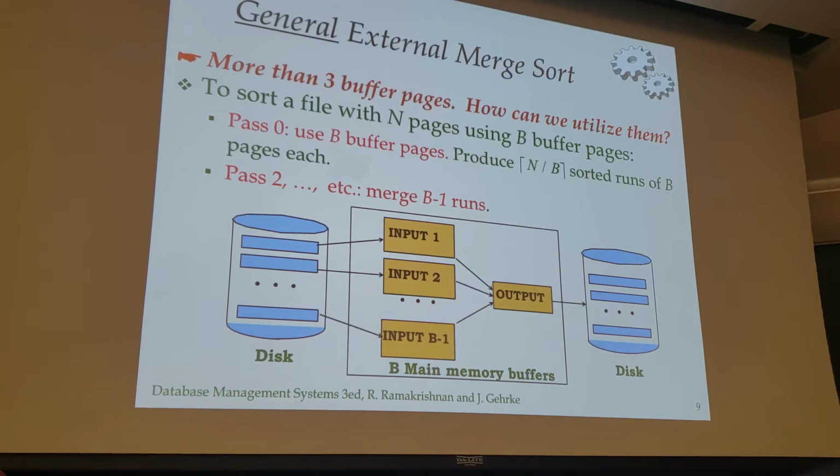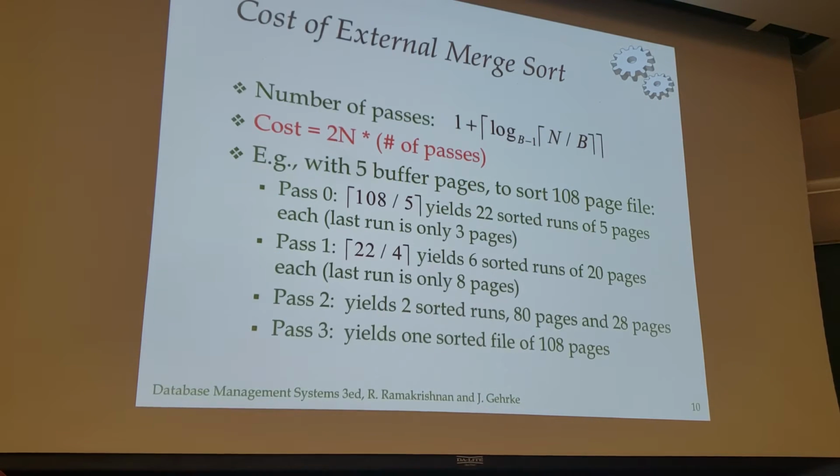Log to the base B minus 1 of N divided by B. And of course, ceiling of N divided by B, and also ceiling of the log. Why is that 1 there? Phase 0 again. So phase 0 plus, how many phases do you need if you're dividing by B minus 1 each time? Log to the base B minus 1 of the results you got out of phase 0, which were N over B things that you're merging together.